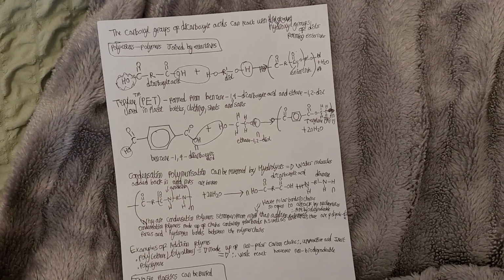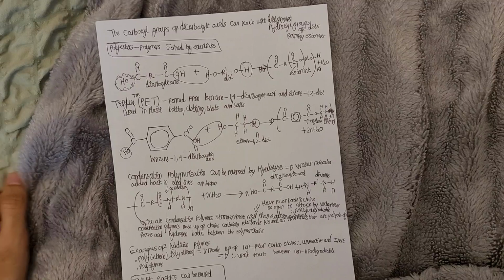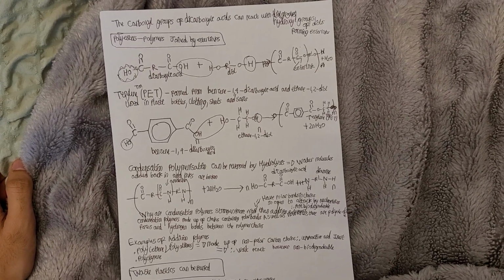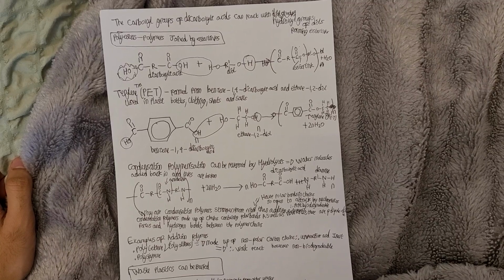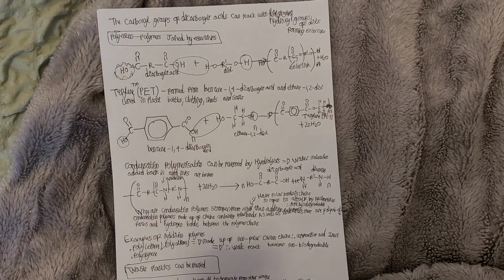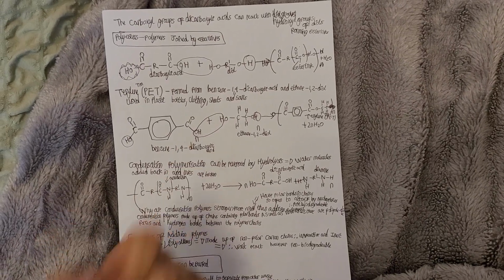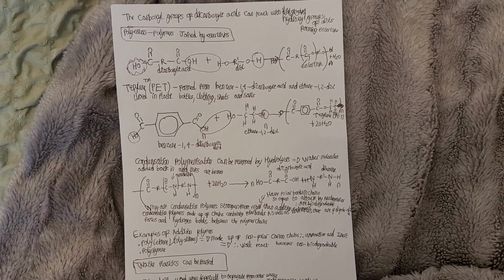So how do I form an amide link? Carboxyl groups of dicarboxylic acids can react with amino groups of diamines. So I know I'm going to form from a dicarboxylic acid and a diamine. And that's how you would do it.